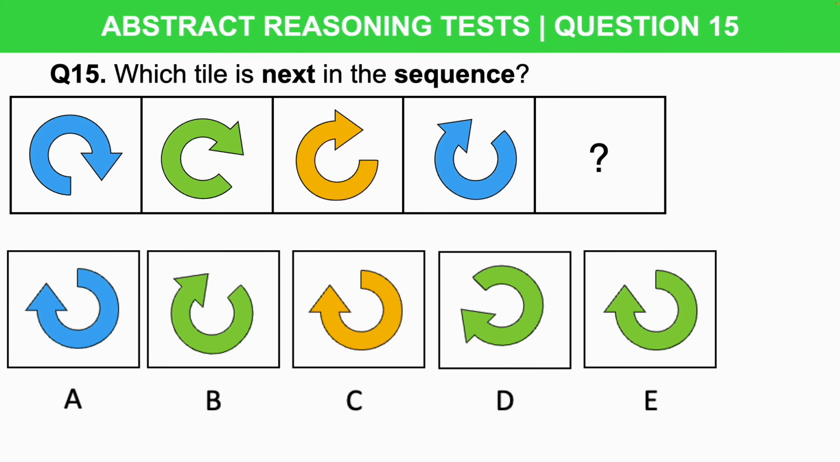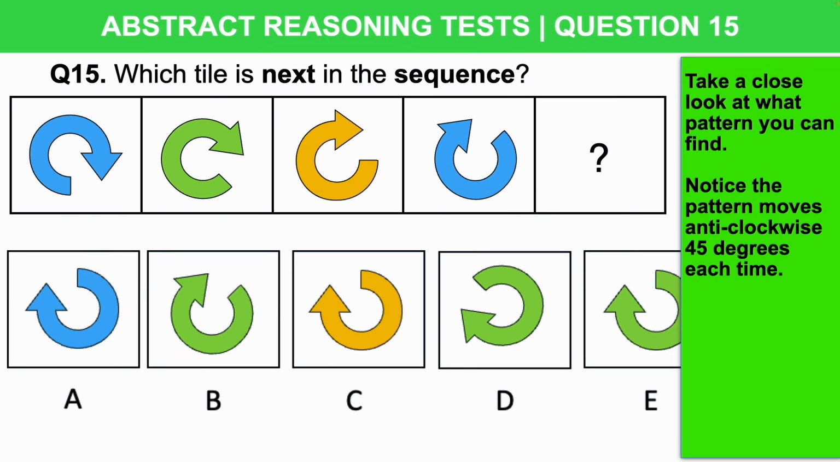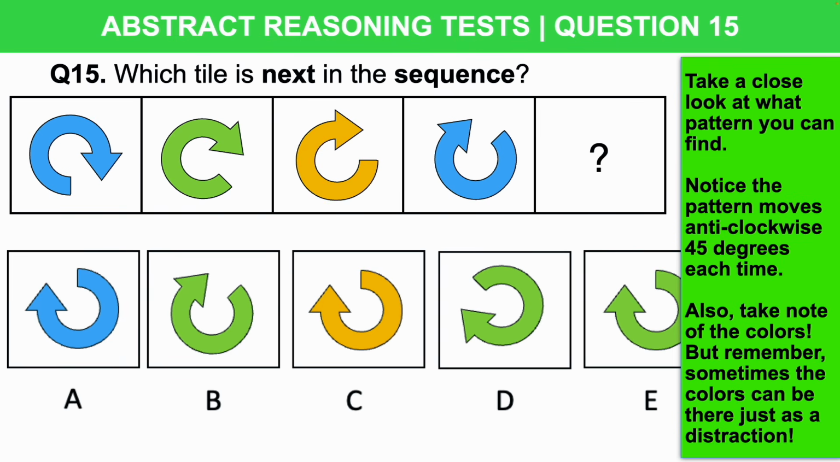To work this out, you need to take a close look at what pattern you can find. Notice the pattern moves anti-clockwise 45 degrees each time. Also, take note of the colours, but remember, sometimes the colours can be there just as a distraction.